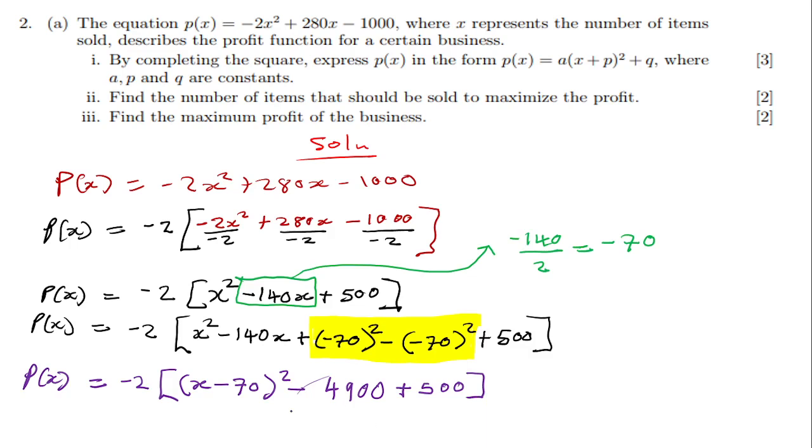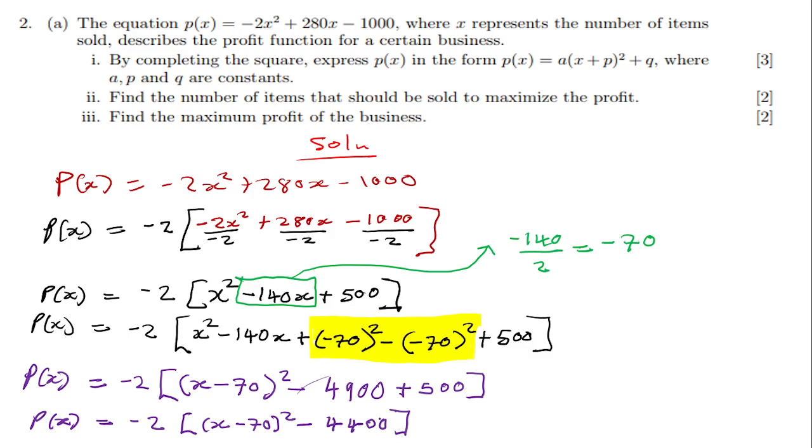What is your next job? Your next job is this. You're going to say P(x) is equal to negative 2, and then you maintain the way it is, x minus 70 squared. You say negative 4,900 plus 500. It's going to give you negative 4,400. So this is what you have gotten.